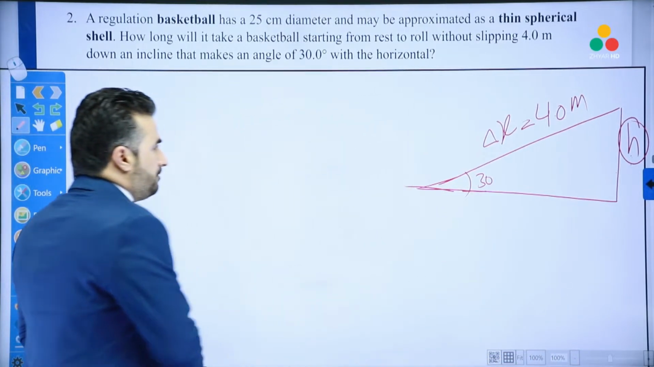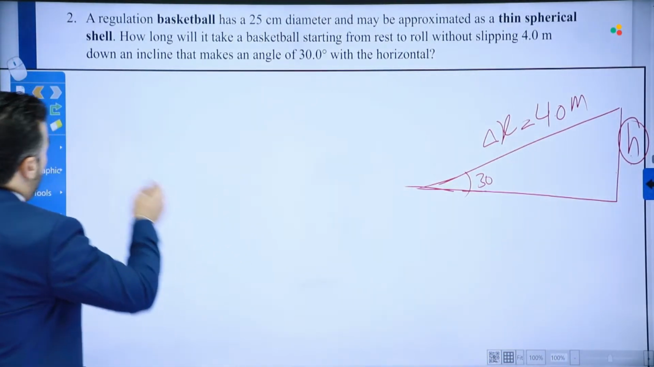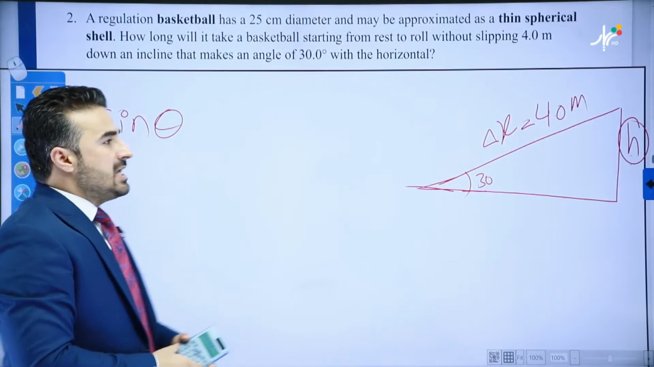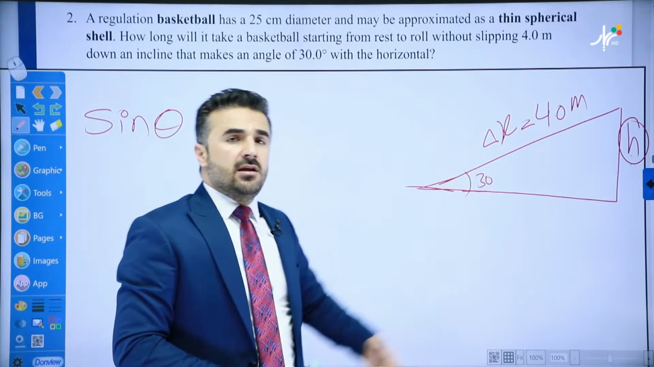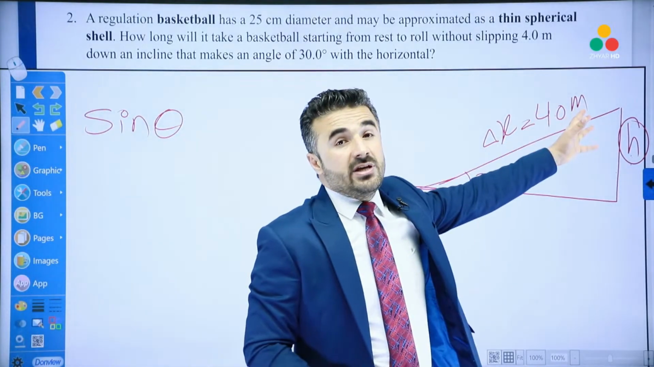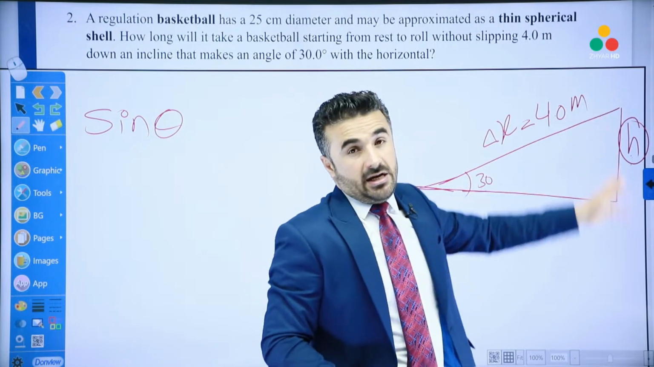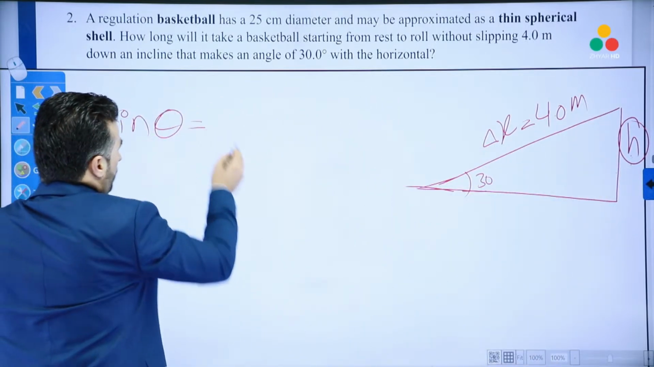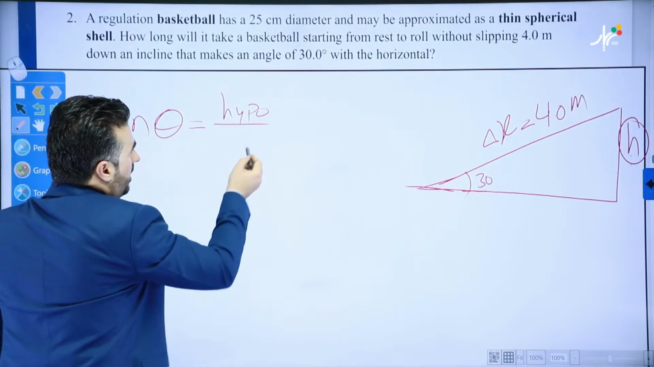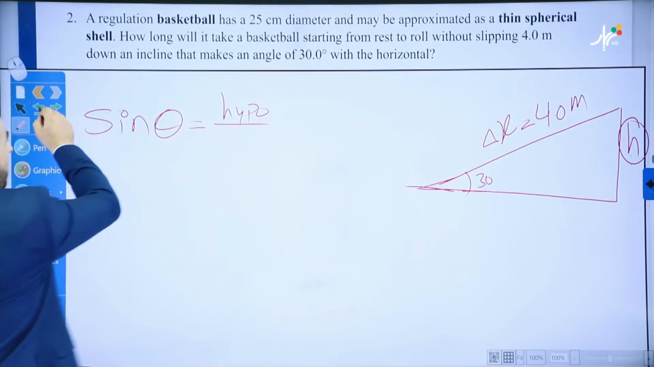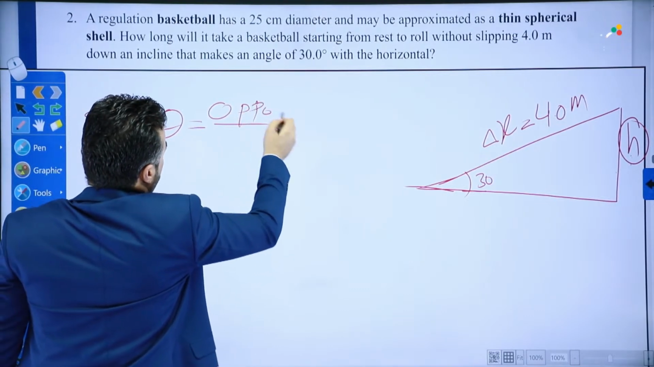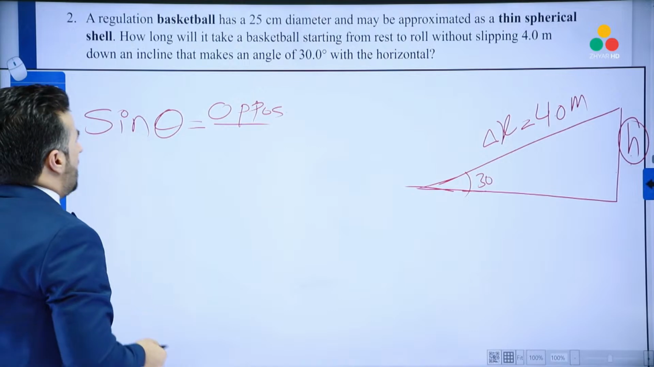All right, so let's do this. We'll say sine theta. Why am I using sine theta? So that I can find the height, because the height is unknown here. Once again, you cannot use just 4 meters here, because that is different than the height. So sine theta equals opposite over hypotenuse, opposite over hypotenuse.